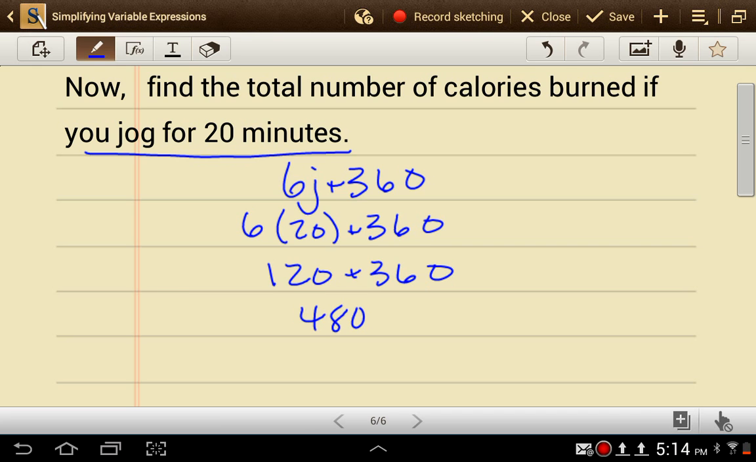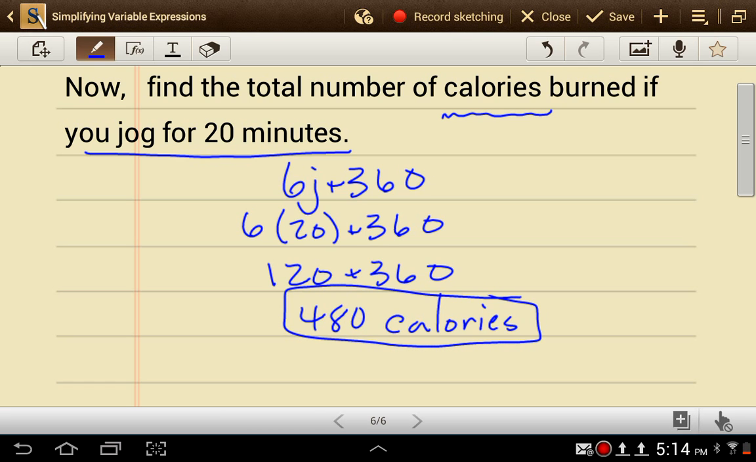Now this is a word problem. 480 what? I burned 480 calories, and that would be my label. And that is how you write an expression and then apply it to a problem once you figure out how long you've jogged. That concludes our lesson today.